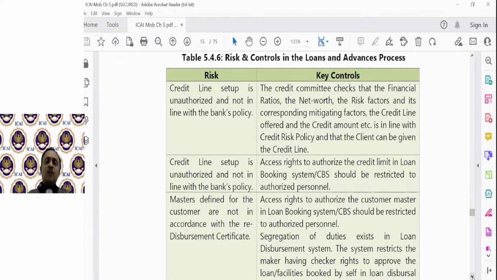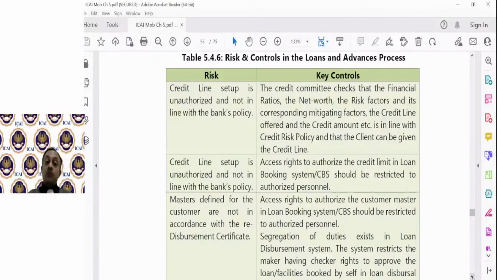So you require something called proper credit committee evaluation and proper update of that evaluation in your core banking system. Now, what will credit line mean? Credit line will mean the nature of facility, the nature of advance, the restrictions, the margin money that you are going to take on advances. So those all are the compliances that you are going to seek on advances. This will be part of the credit line setup. Then the credit line setup is unauthorized and not in line with bank's policy.